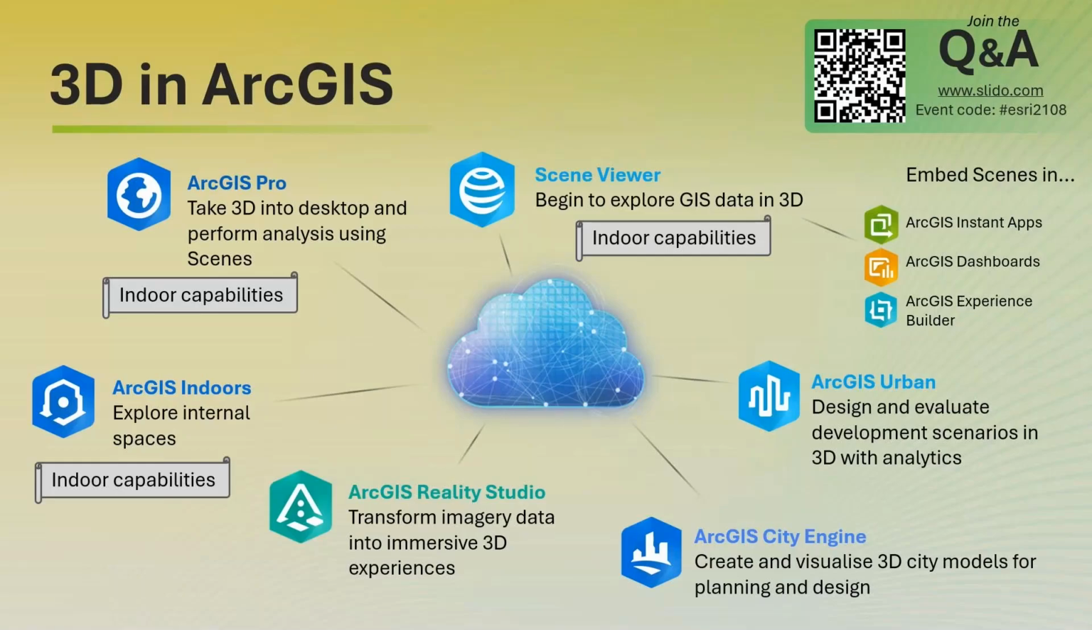But before we delve deeper into Indoors GIS and ArcGIS Urban, we will look at some of the 3D capabilities in the ArcGIS system, including 3D symbology, visualization, and creating and embedding scenes in the app builders. And Dan will get us started with Scene Viewer. So from my pod in the Edinburgh office to the pod that Dan is in, over to you, Dan.